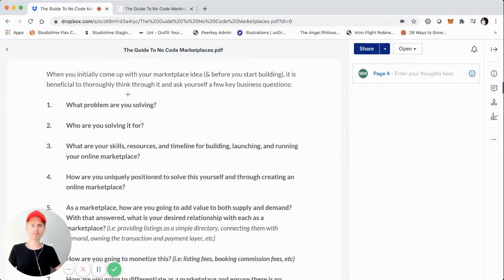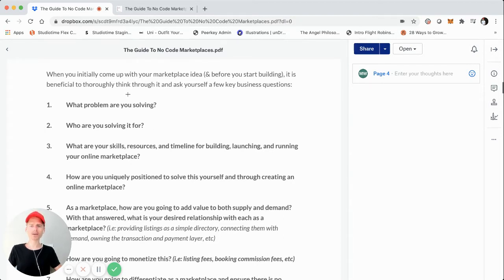The second is, who are you solving it for? Who has this problem existing in the market, in the real world, that your marketplace is going to help solve? And the third is, what are your skills, resources, and timeline for building, launching, and running your online marketplace? So that's quite the question. But basically, we'll break that down.